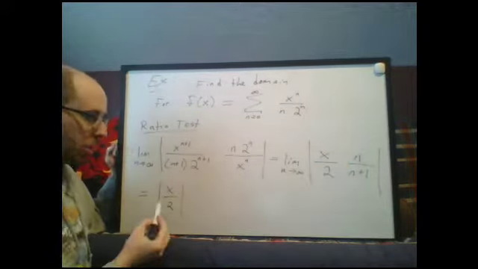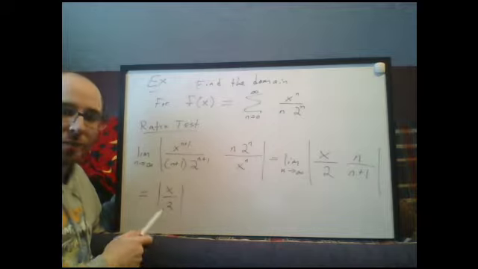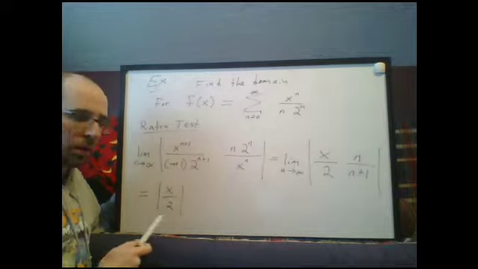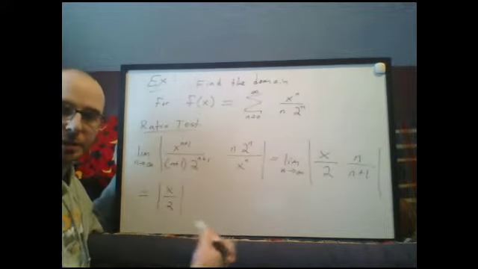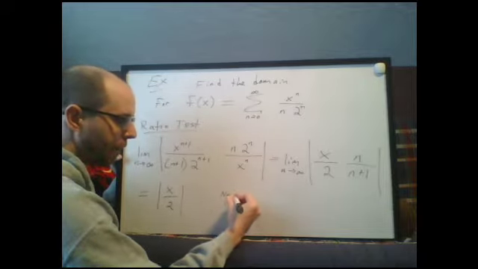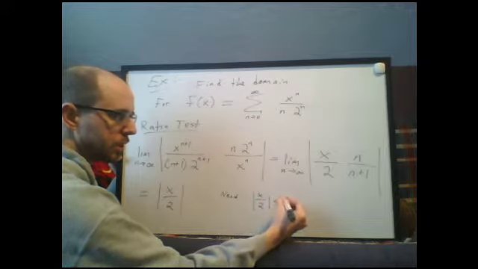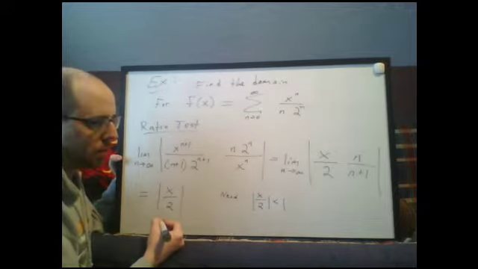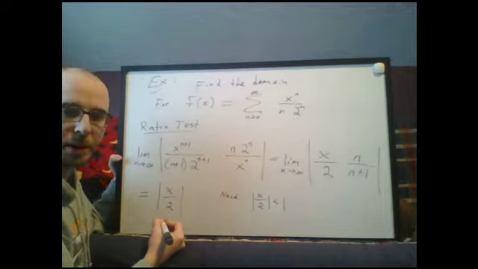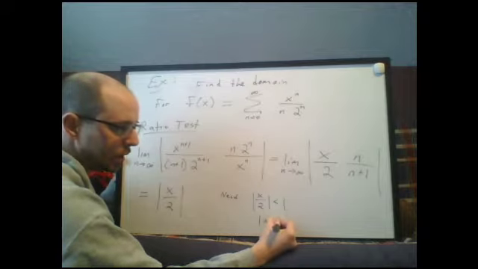Right? So then you ask, well, is this convergent or divergent? Well, the ratio test tells you convergent if your limit is less than 1. And it tells you divergent if it's greater than 1. So for this to successfully tell me convergent, I need absolute value of x over 2 to be less than 1. Well, if I multiply both sides by 2, that tells me absolute value of x needs to be less than 2.